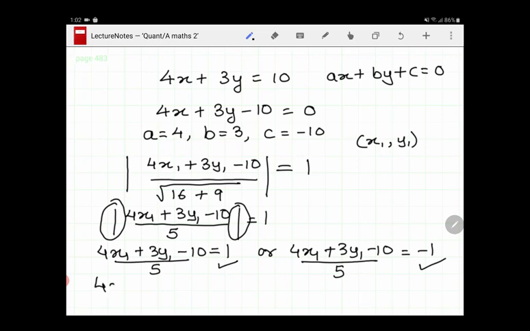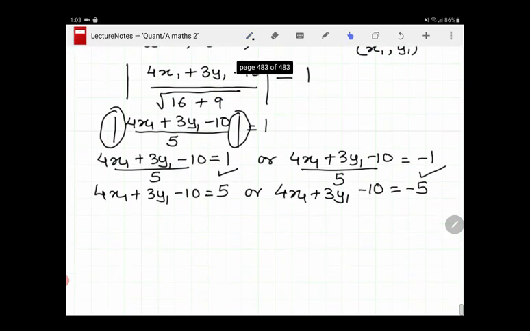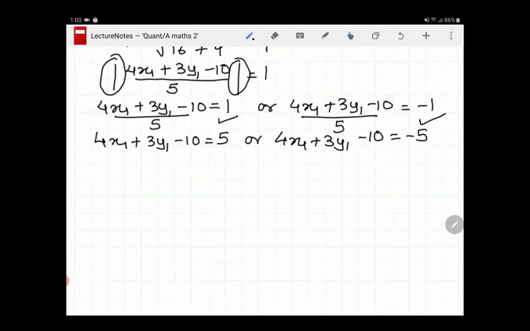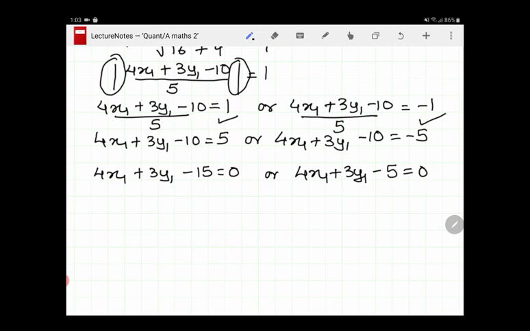So either 4x1 plus 3y1 minus 10 is equal to 5, or 4x1 plus 3y1 minus 10 is equal to minus 5. So now we have got two sets of equations. Simplifying this further, either I can say 4x1 plus 3y1 minus 15 is equal to 0, or 4x1 plus 3y1 minus 5 is equal to 0. Now we got two equations.